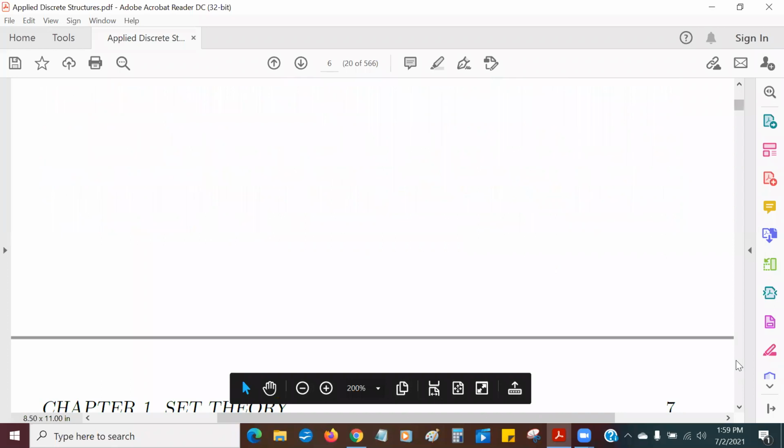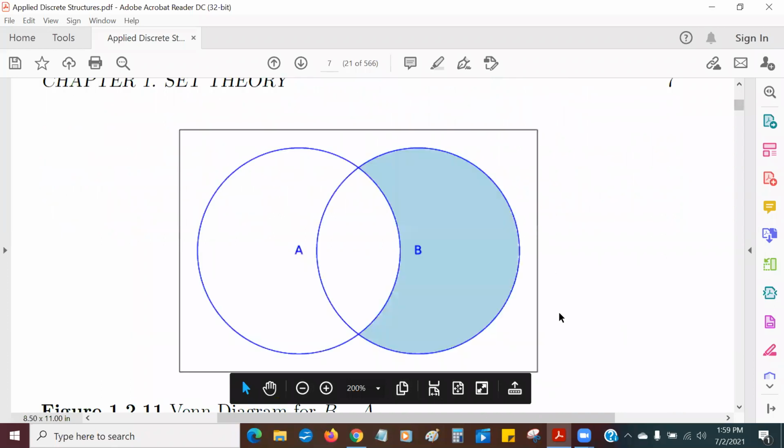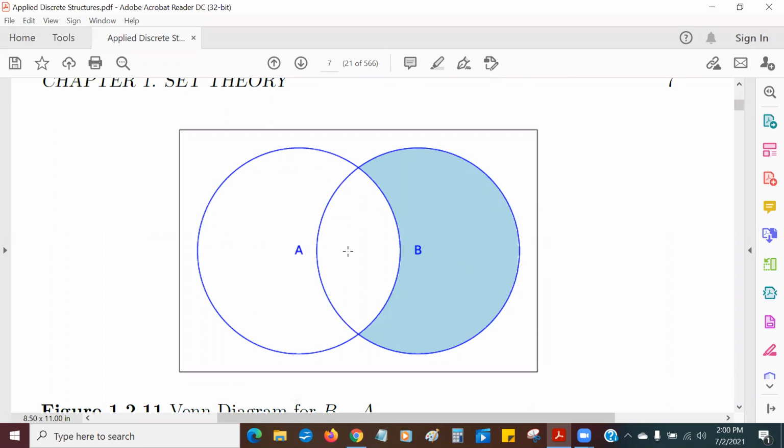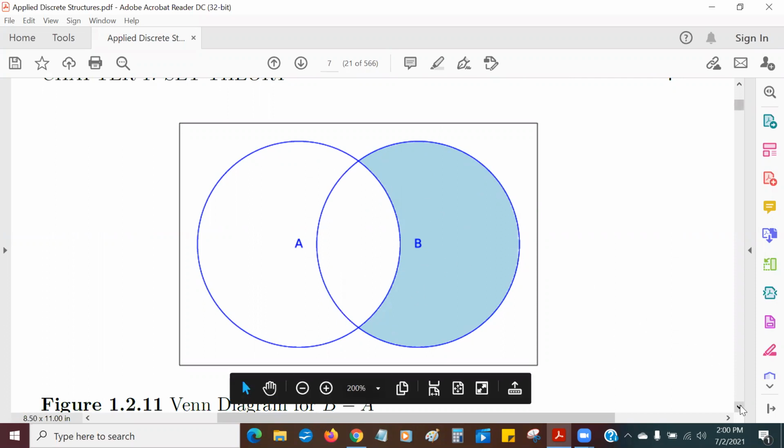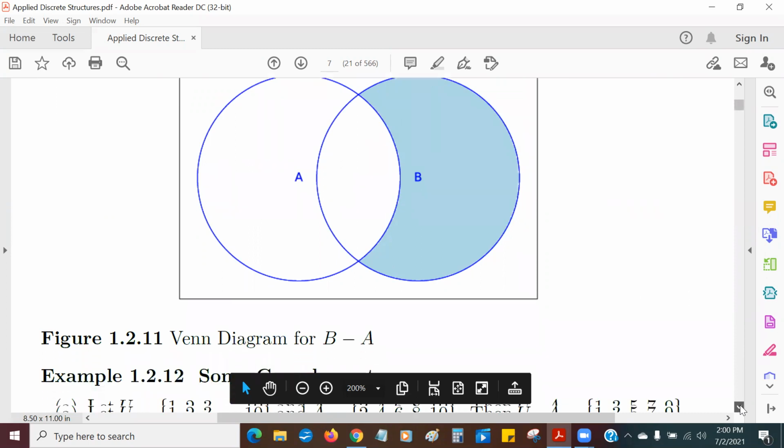Let's see if we can get some Venn examples. So this is B minus A because it's the set B, and I'm taking away anything that's in A. So all I have is a little chunk of B, or just the parts of B which are not in A. That's B minus A.